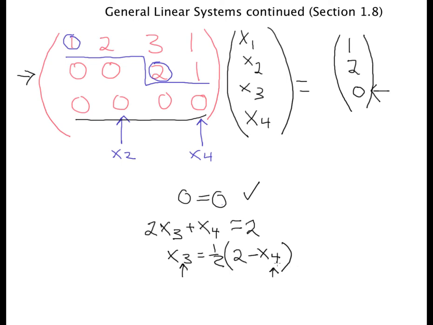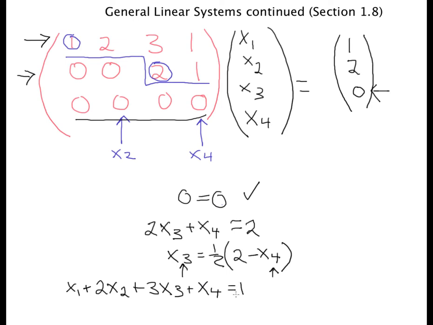And notice there's no problems with zeros or anything. If x4 can be 0, you're not dividing by 0. There's no problems. Every value of x4 gives you a value of x3. And the final equation is the first row, which gives you x1 plus 2x2 plus 3x3 plus x4 is equal to 1.